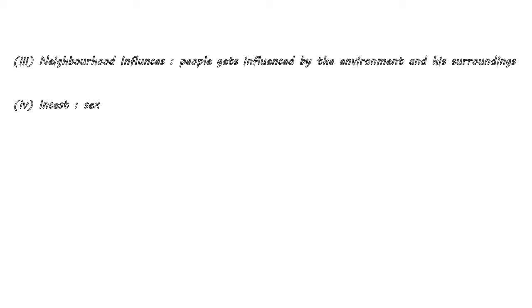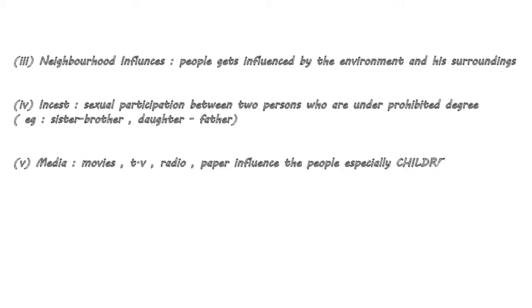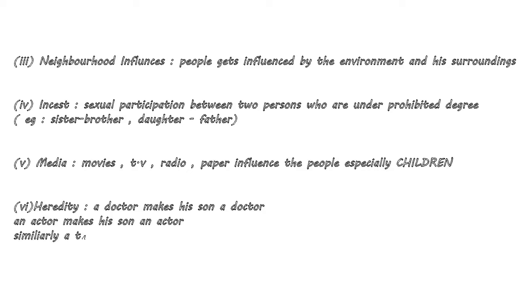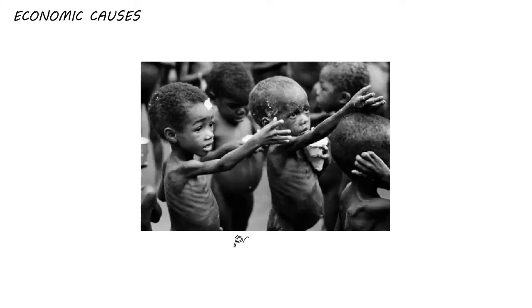Number three was neighborhood influences. The child gets influenced by the environment and his surroundings. Four, incest: sexual participation between two persons who are within prohibited degrees. Number five, media. Movies, TVs, radios, and papers influence people, especially children. Number six, heredity. As the doctor wants his son to be a doctor and the actor wants his son to be an actor, in the same way the thief or the robber wants his son to be a robber, a criminal.